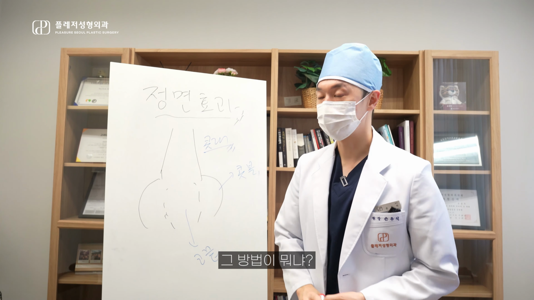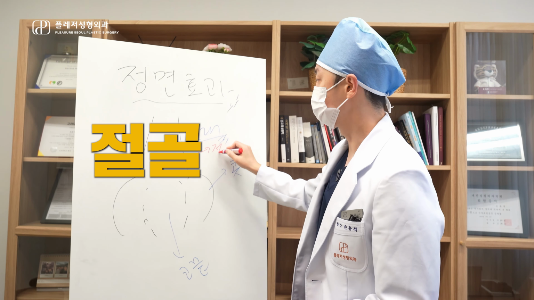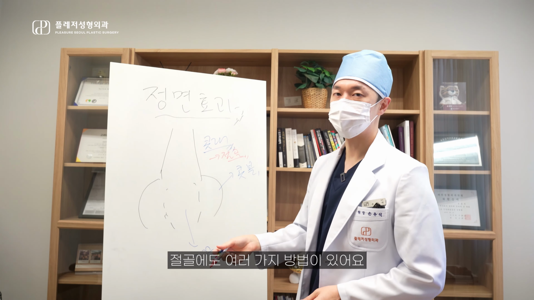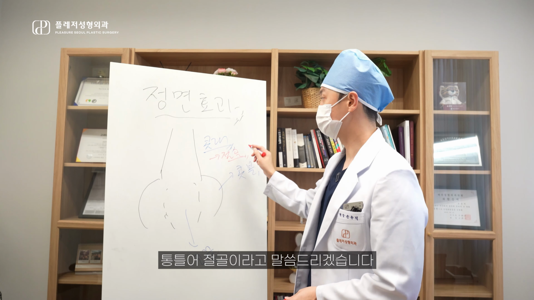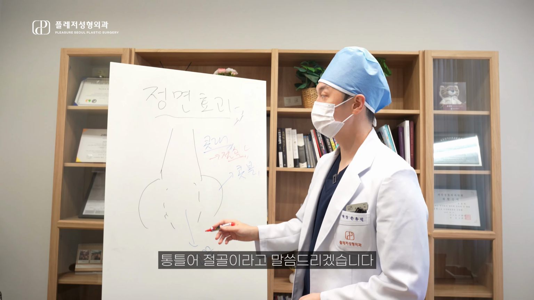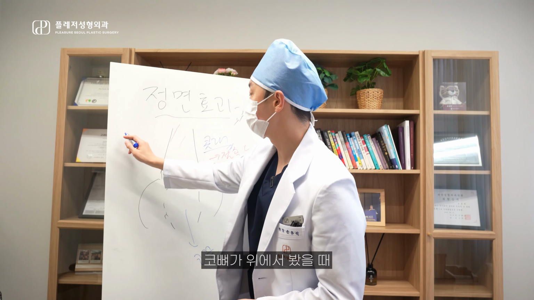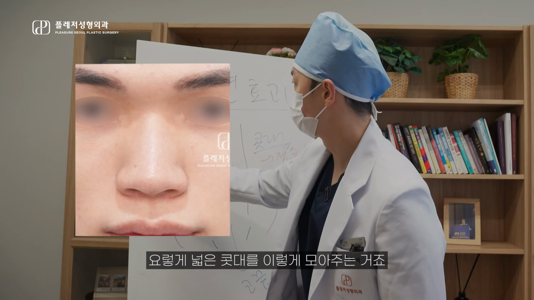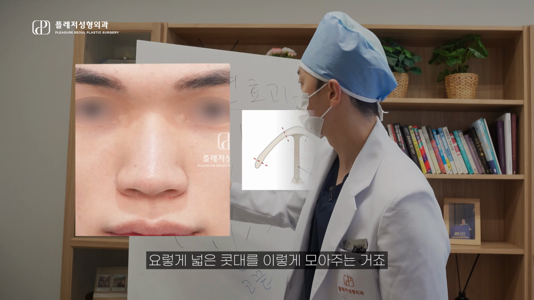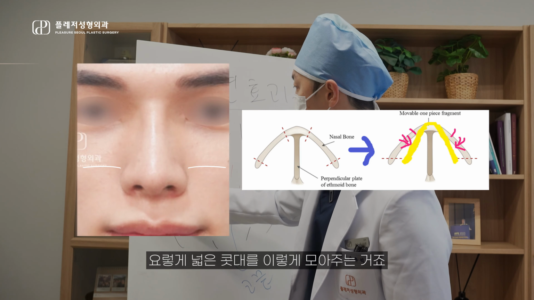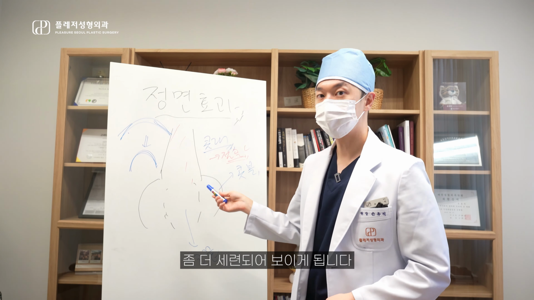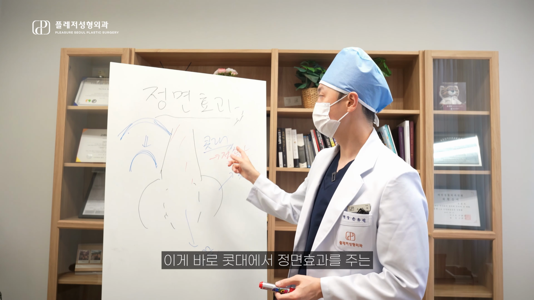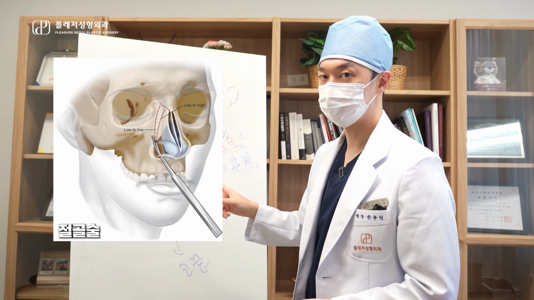The way to do that is by performing an osteotomy on the nasal bridge. There are actually several ways to perform an osteotomy. There are various types, like lateral and medial osteotomies, but for today, I'll just refer to all of them collectively as osteotomy. For example, if the nasal bone is wide when viewed from above, the osteotomy brings the wide bridge together like this. Then, when viewed from the front, the nose appears higher and more refined. This is what we call an osteotomy that creates a frontal effect on the nasal bridge.